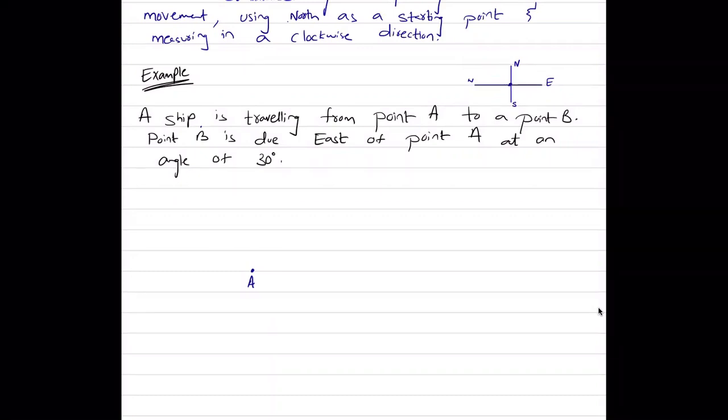So we are going to make a north for your reference at point A, and we know that the ship has an angle of 30 degrees east. If I mark the directions, this is my east, and the ship is traveling 30 degrees from east. The point B is due east of point A at an angle of 30 degrees. So that's your location for point B. Now, if that's 30 degrees, what is going to be this angle from the north?